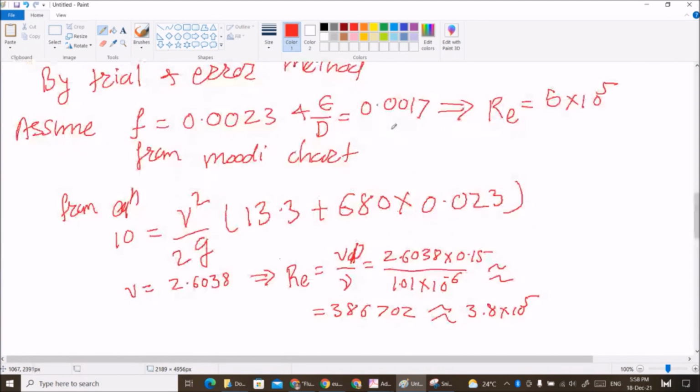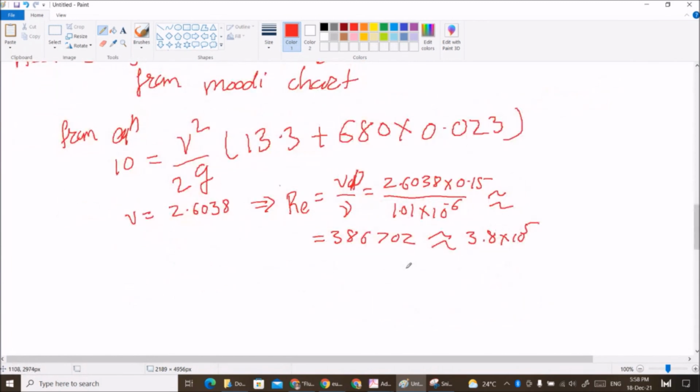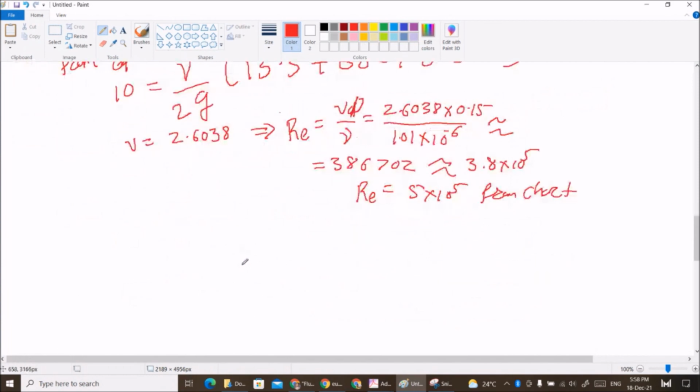And from the Moody chart, the Reynolds number is 5 into 10 to the power 5 from chart. So our assumption is wrong. So the first trial is wrong.